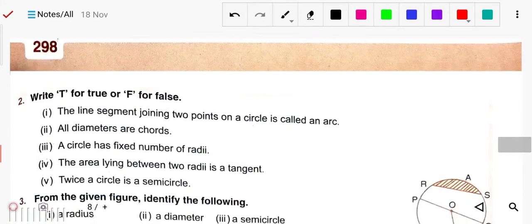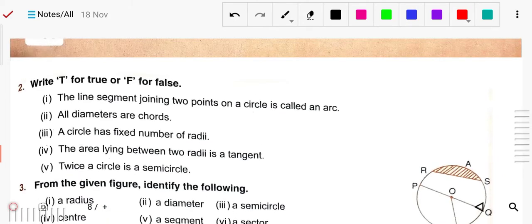Now next, true or false, you have to write only. The line segment joining two points on the circle is called an arc. No, that is called a chord, so it is false. All diameters are chords. Yes, it is true, as you know that the longest chord is called the diameter. Next, a circle has a fixed number of radii. False, because there can be infinite diameters, infinite radii, and infinite chords also. So it is false.